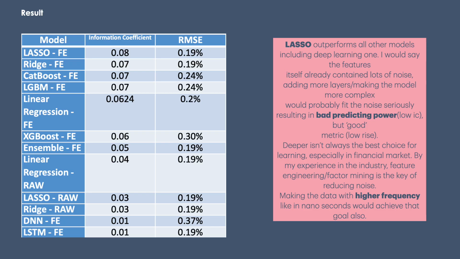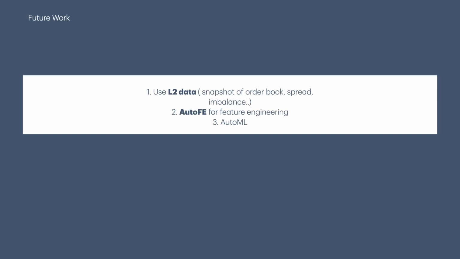So this is the result of the project, and we find that the lasso one is the best, since I think it's the simplest one and uses a regularization technique to reduce some noise. These complex and complicated models show some overfitting to the noise. In the future, we think about using more L2 data, or perhaps auto feature engineering techniques for the project. Thank you.